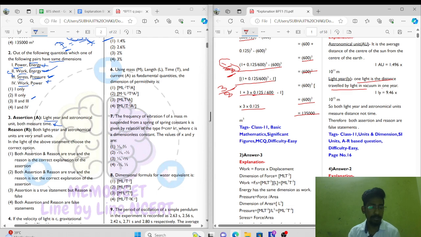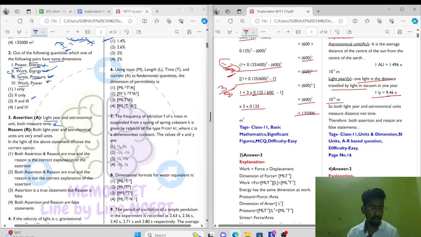How can you calculate this? You know the speed of light is 3 into 10 to the power 8 meter per second, and if you multiply this with the total seconds in 1 year, that is 365 into 24 into 60 into 60, you will get 9.46 into 10 to the power 15 meter. This is the value of 1 light year. So the light year doesn't measure time, it measures distance. It is a very big distance, mainly measured between stars and planets.